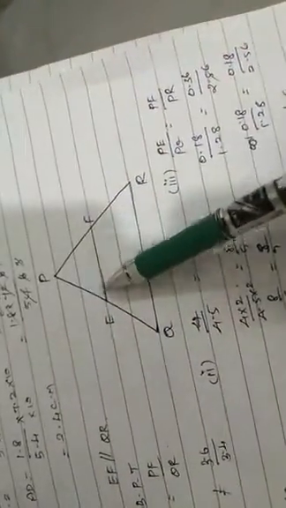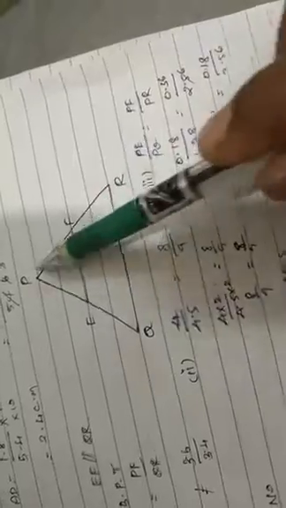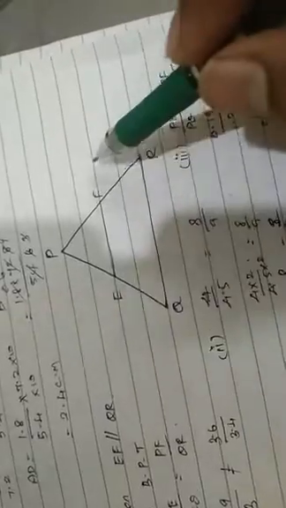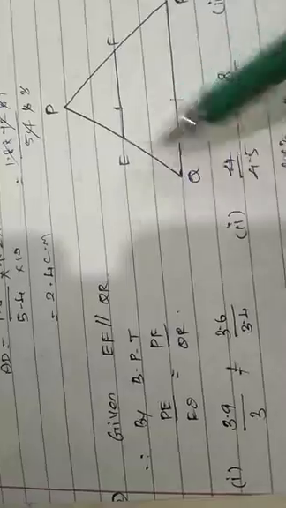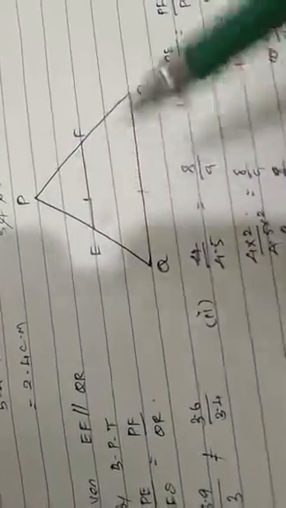E and F are points on the sides PQ and PR respectively of a triangle PQR. For each of the following cases, state whether EF is parallel to QR. So just construct the triangle like that: PQR, draw the line EF. Now if EF and QR are parallel lines, then by using the basic proportionality theorem, we can write PE divided by EQ equal to PF divided by FR.